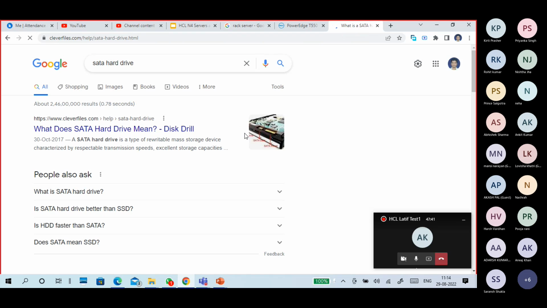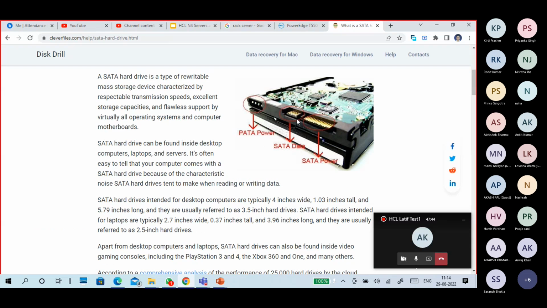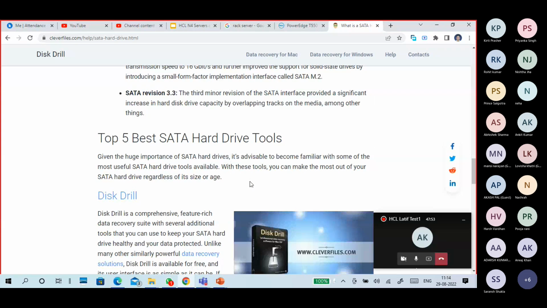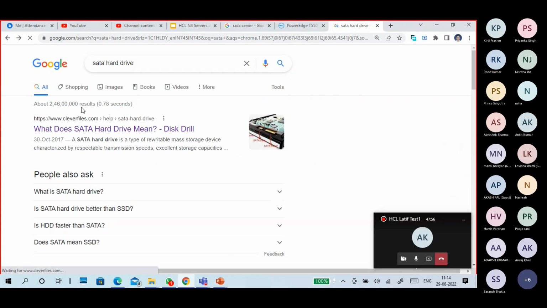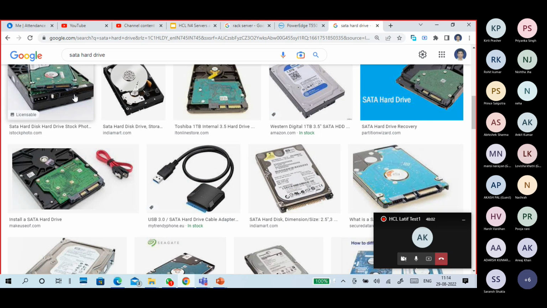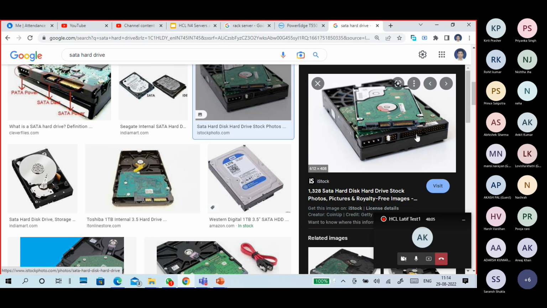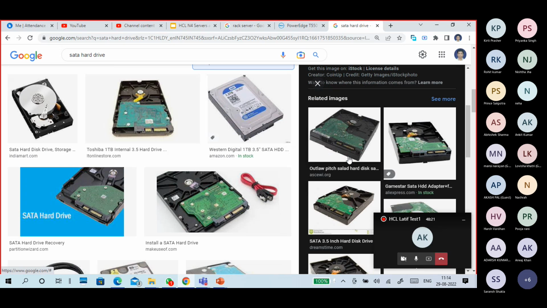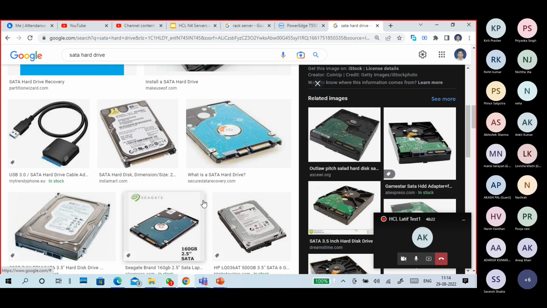If you go to the pictures, you can see SATA based connections look like this. The SATA power and SATA data cable go here. So SATA, PATA, it's a difference. Can you see these? So many pins are there here. It's a 40 pin connector. It is PATA, Parallel Advanced Technology Attachment.